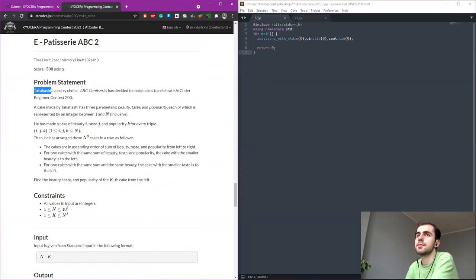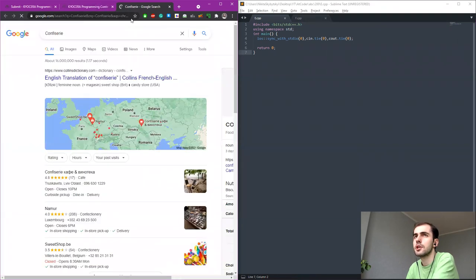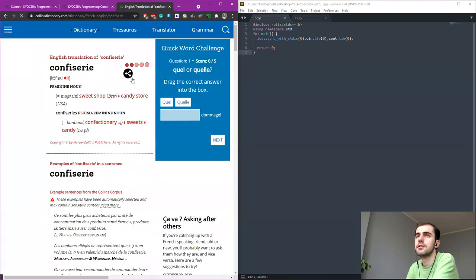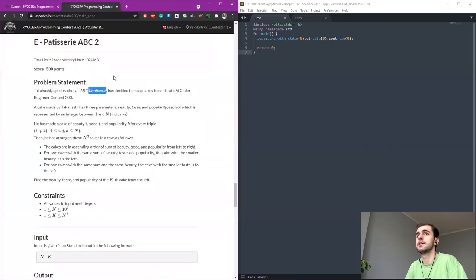So Takahashi is a pastry chef at ABC Confiserie. I assume that's some more French word. Yeah, it's French. Sweet shop, okay. So he has decided to make, I can assure you that this part of the legend is crucial for us to solve the problem. So we definitely did not waste any time here reading it, getting to know unnecessary information. No, that never happened. So he had decided to make cakes to celebrate the AtCoder Beginner Contest 200, as we all should.